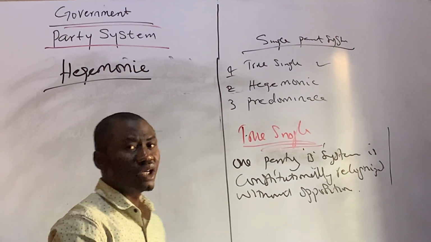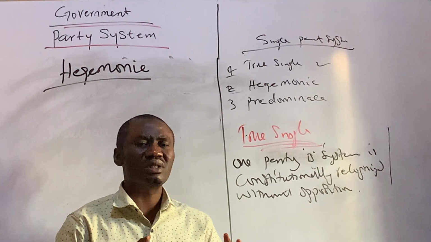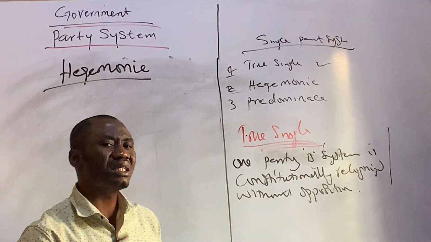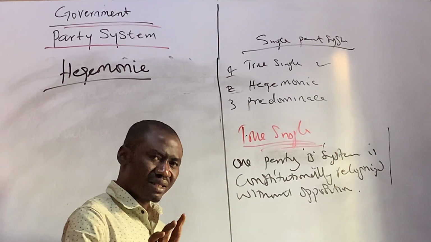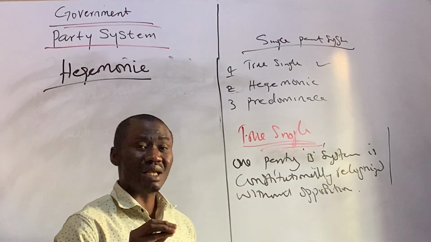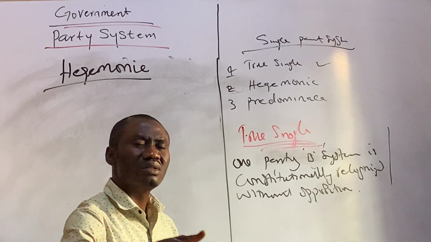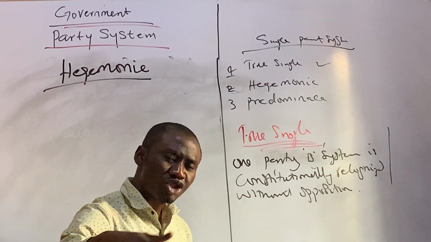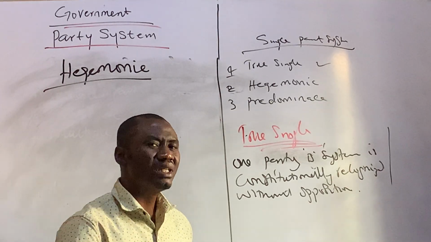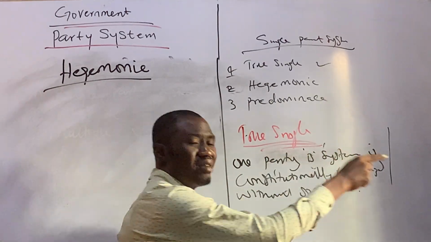Now, for the hegemonic single party system, the single party is constitutionally recognized, and they give allowance to opposition parties, but the opposition parties are not recognized in the constitution. Let me take that again. In a hegemonic party system, we just have one single party, all right? But they don't push away or downplay or relegate or stop the rising of opposition parties. But the opposition parties are not constitutionally recognized.